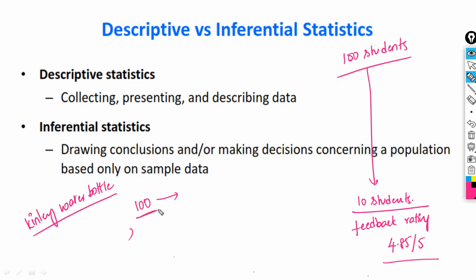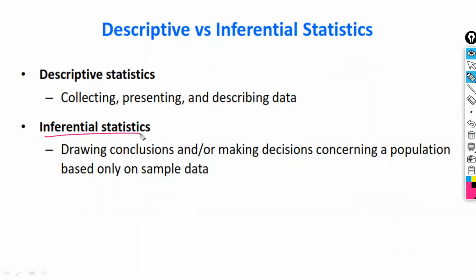And based on these 100 bodies, he is going to estimate the remaining 1 lakh bodies, what is there. So that is called inferential statistics. Estimating the population based on the sample is called inferential statistics. Right? In real life, we have to apply inferential statistics only.